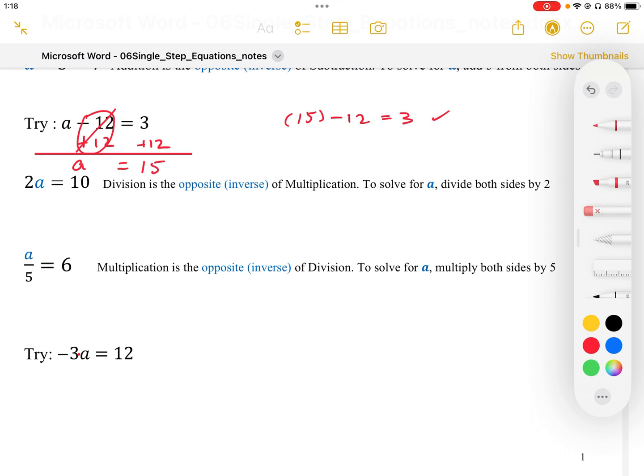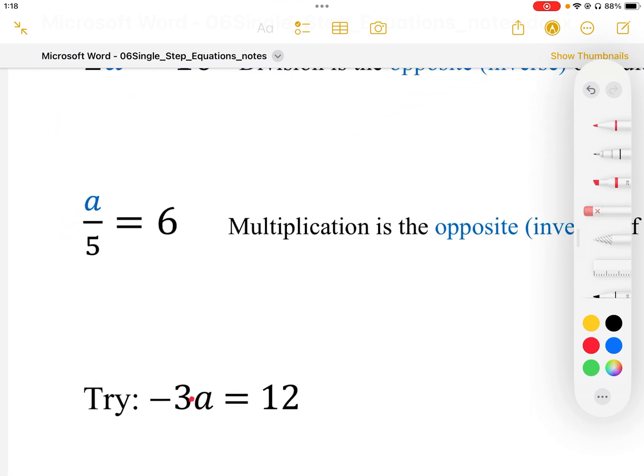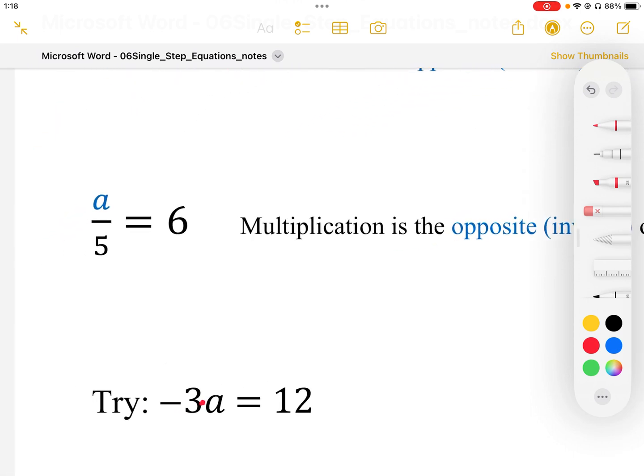Here I have a divide by 5. To undo a divide by 5, I'm going to multiply by 5 on both sides. Now we have to be careful when we're multiplying here, because when I multiply, remember that times is only on top. We don't times the top and bottom by 5. That's a big no-no. Times is only on the top, and since there's no fraction here, times is just times.